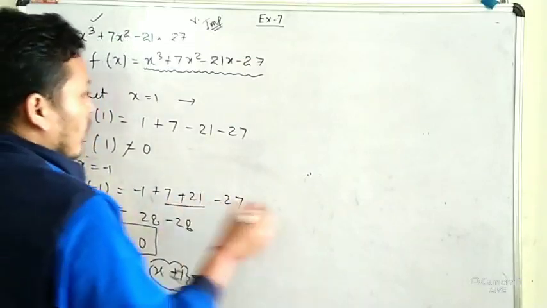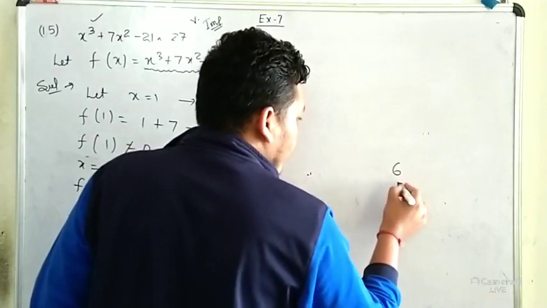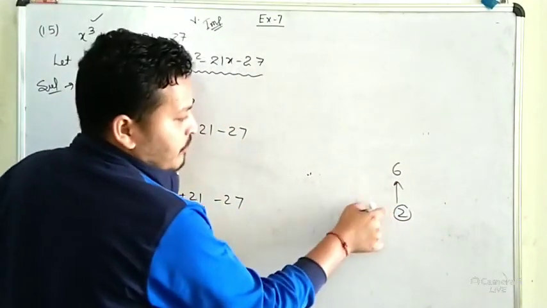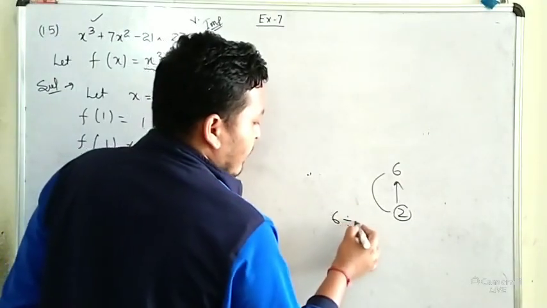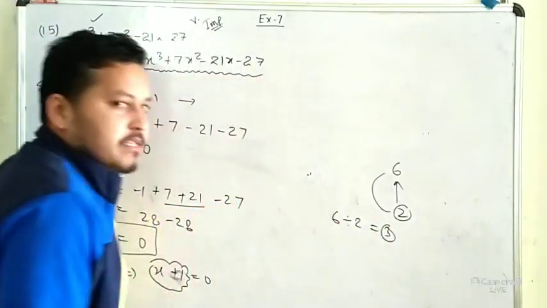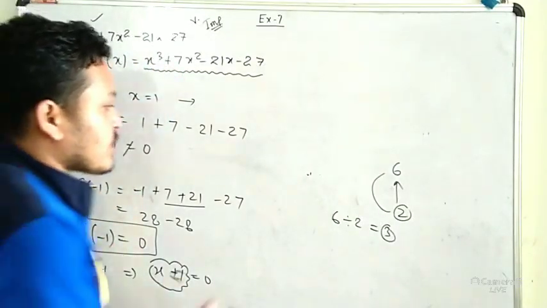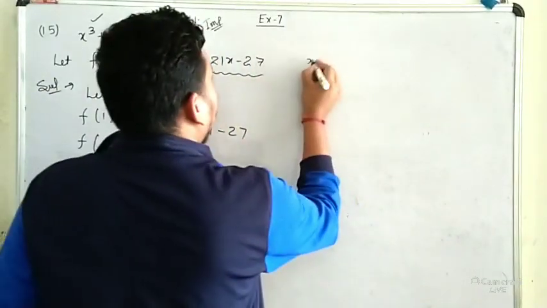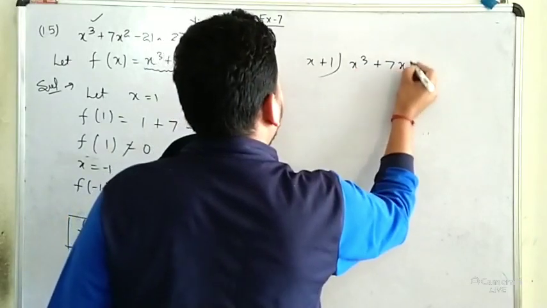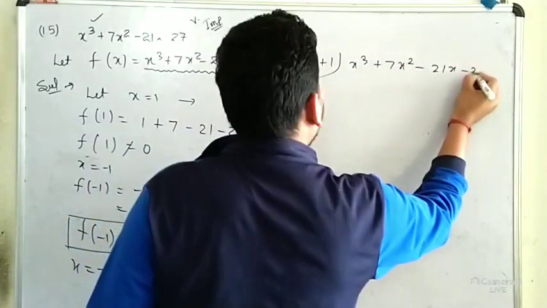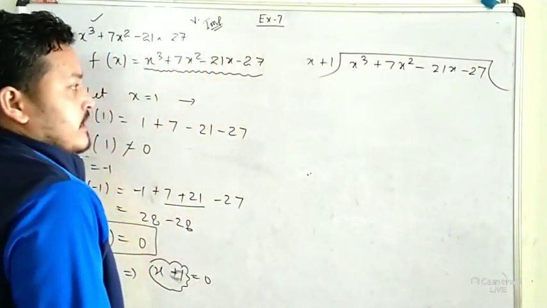So what will happen? For example, if I explain to you, if 2 is a factor of 6, can you tell me what is the other factor? When we divide 6 by 2, we get the next factor, which is 3. Same here, we can divide the given expression by the first factor x plus 1. We divide x cube plus 7x square minus 21x minus 27 by x plus 1. Okay, next divide it, it is very simple.